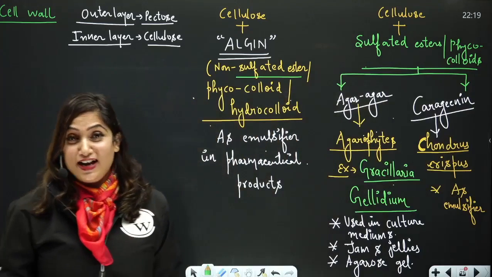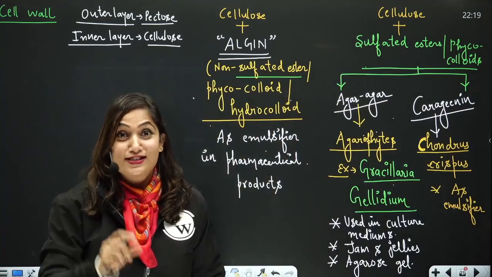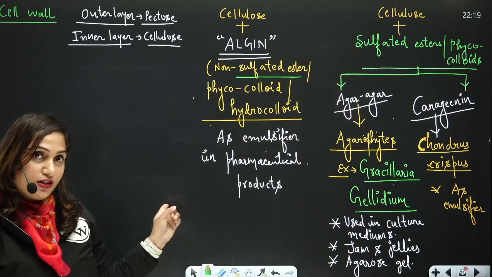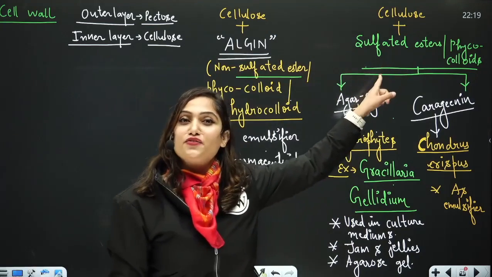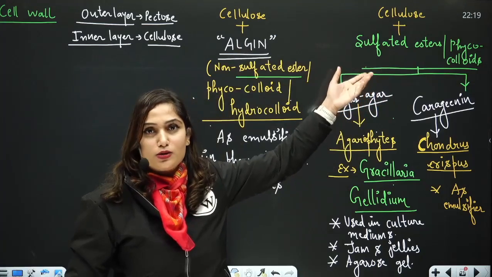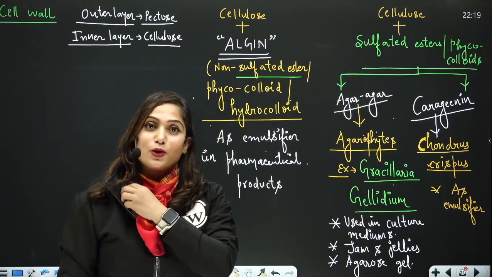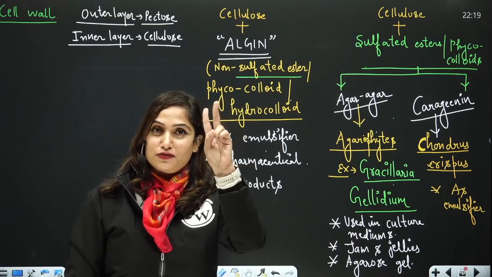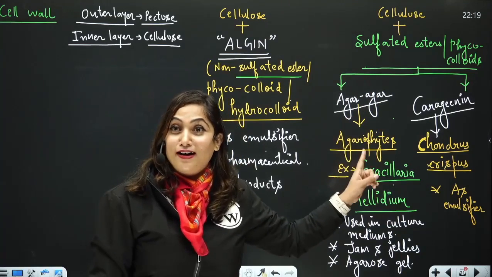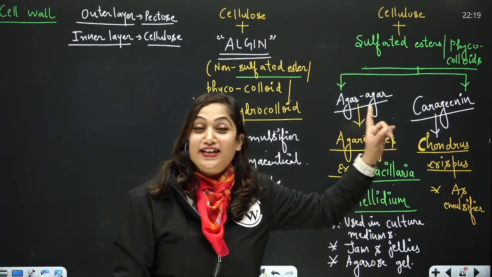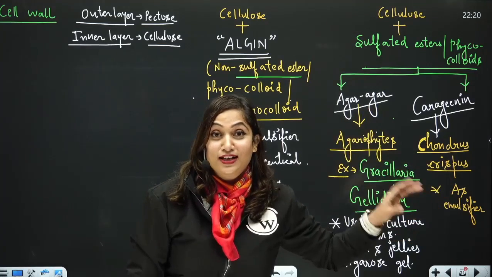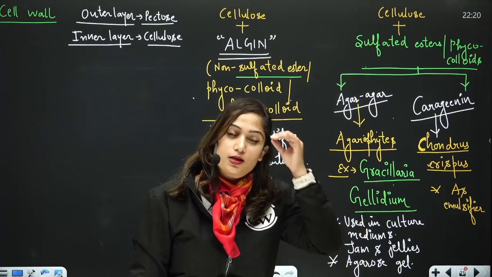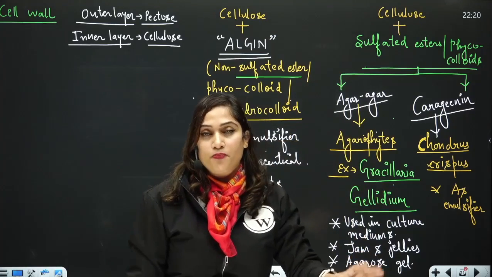Then red algae, along with cellulose, see, they have sulfated esters. Brown algae have non-sulfated esters, but red algae have sulfated esters in their cell wall. They are also called phycocolloids and hydrocolloids. And two types of sulfated esters are found in the cell wall of red algae: agar-agar and carrageenan. Very important, beta. Agar-agar, carrageenan. You cannot forget this. Very important. It has come numerous times in NEET.